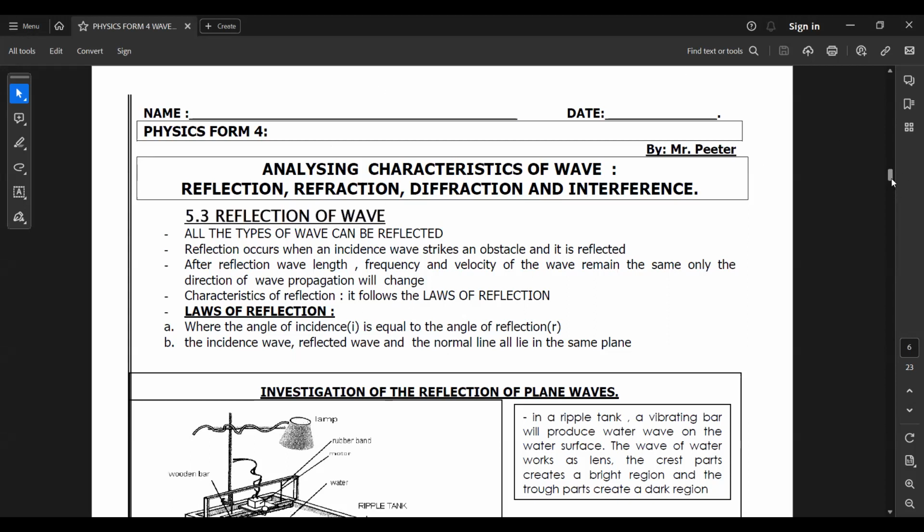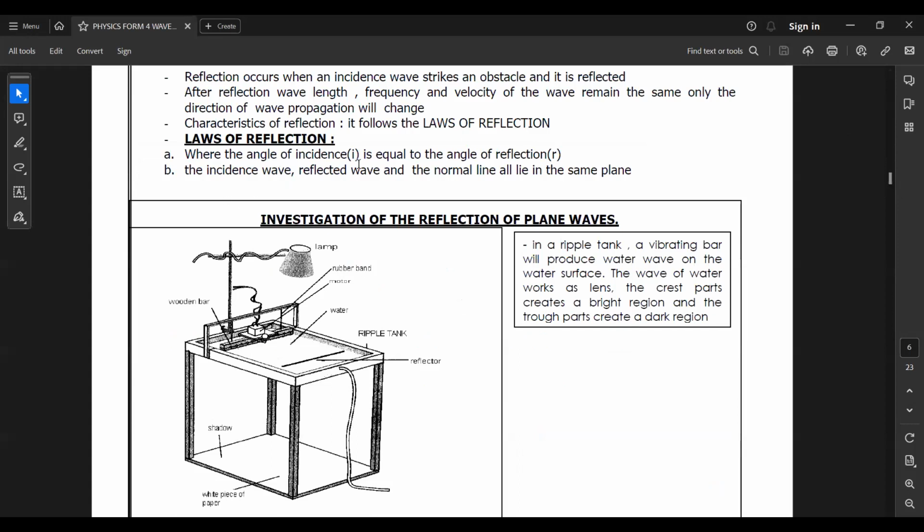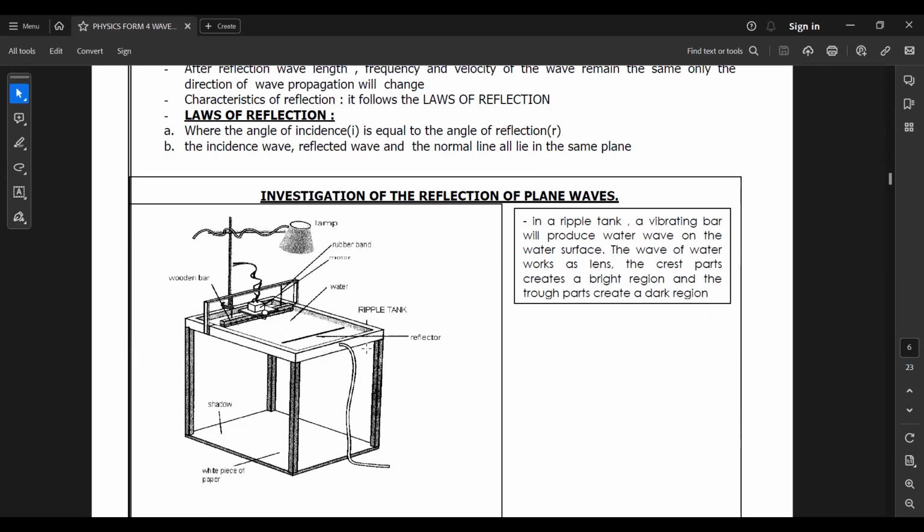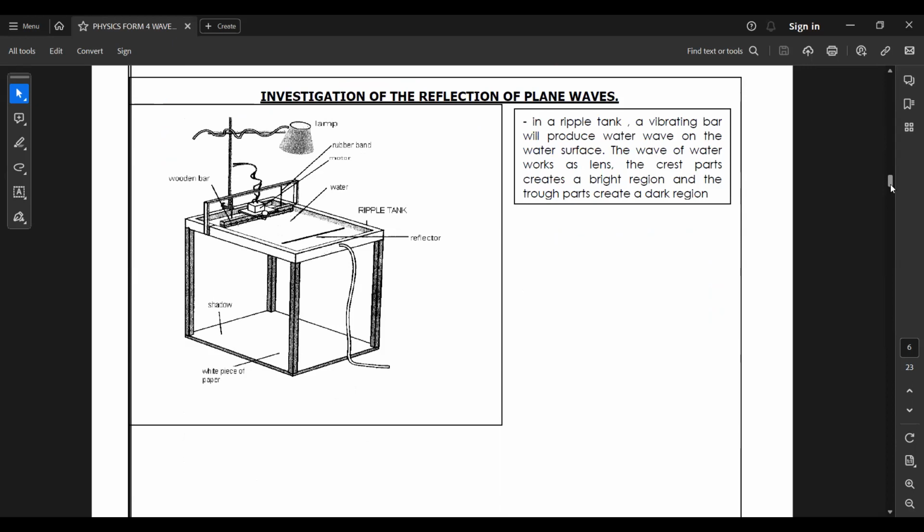When waves are reflected, we see the laws of reflection. Any wave that undergoes a reflection on a surface, the angle of incidence must be equal to the angle of reflection. Rule number one. Number two, the incident wave, the reflected wave, and the normal line must be in the same plane. So normally we will discuss reflection by using examples of water waves to show how reflection occurs on the surface of water.